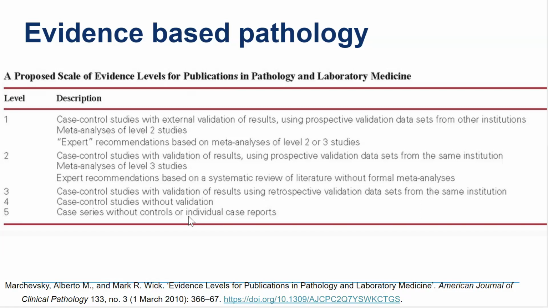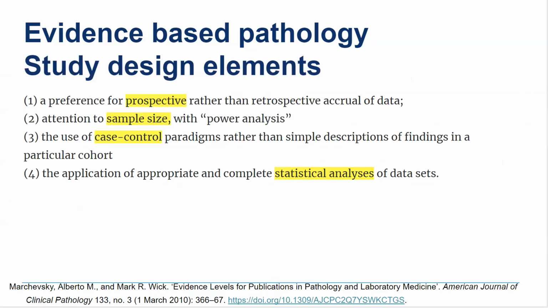Types of studies with higher level of evidence involve multiple cases with controls, with validation of results, prospective if possible. Even better is when multiple institutions contribute data, a win-win situation for people in both institutions. The authors also suggest 4 study design elements to increase the level of evidence. See if you can incorporate at least some of these design elements.